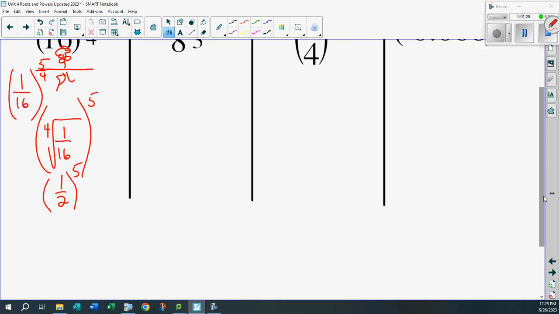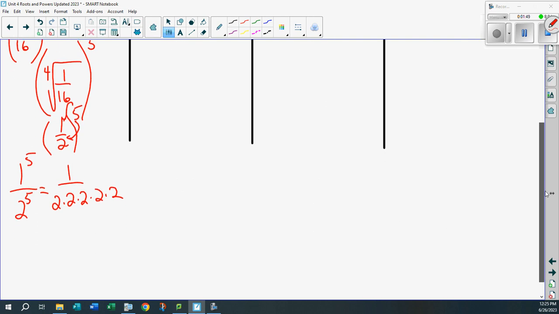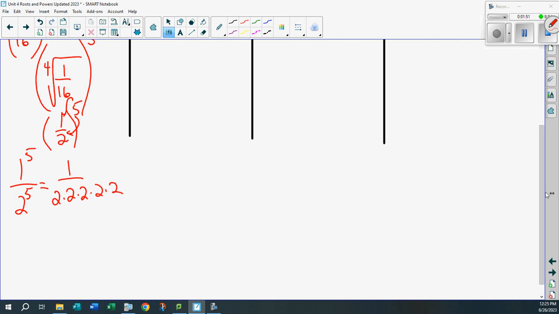Okay, now what do you do with the 5? Remember, upstairs, downstairs mailman. This is 1 to the 5 over 2 to the 5, which means 1 to the 5 is 1 times 1 times 1 times 1 times 1, which is 1. But this is 2 times 2 times 2 times 2 times 2, right? 5 2s. Now, you can do it this way, and I suggest you do, unless you want to use the calculator. Here, 2 times 2, 4. 2 times 2, 4 times 2, 8, 8 times 2, 16 times 2. Answer, 32. So this answer is 1 over 32.